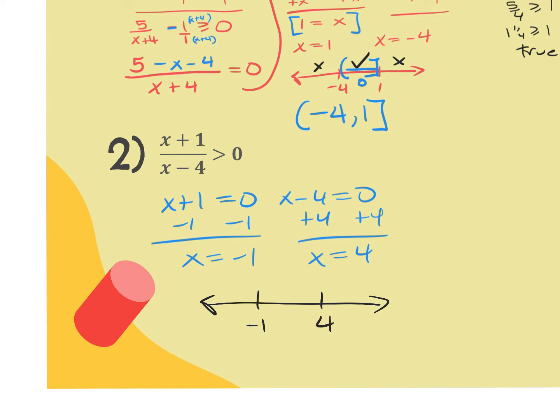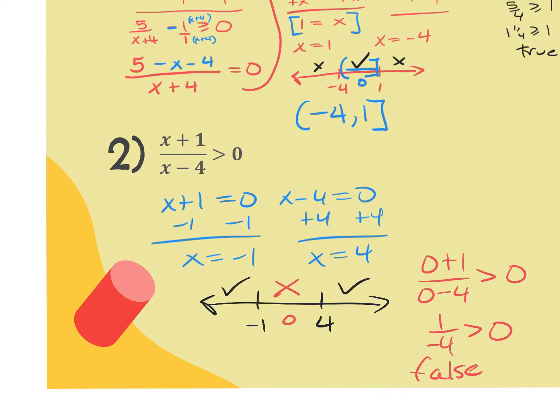Again, find your test point. And again, you can pick any point from any interval. I'm going to go ahead and pick 0. So if I plug 0 into the original, I get 0 plus 1 over 0 minus 4. 0 plus 1 is 1. 0 minus 4 is -4. This is a false statement. So in the middle where the 0 was, this is an x. And then the 2 check marks are on the sides.